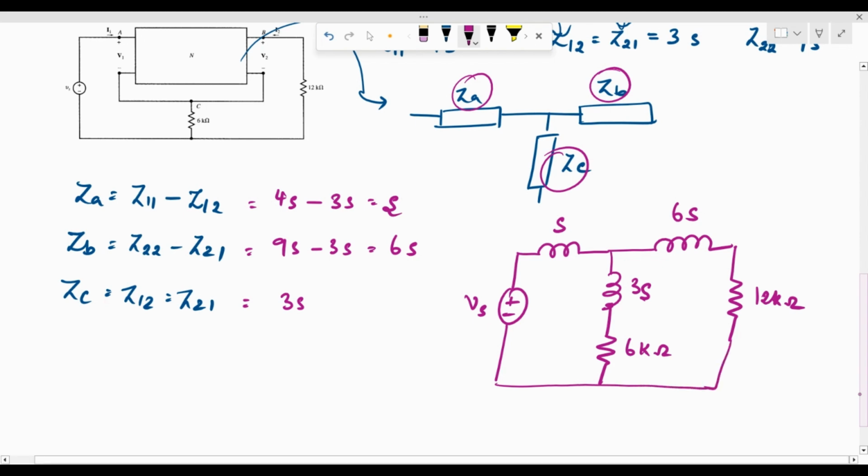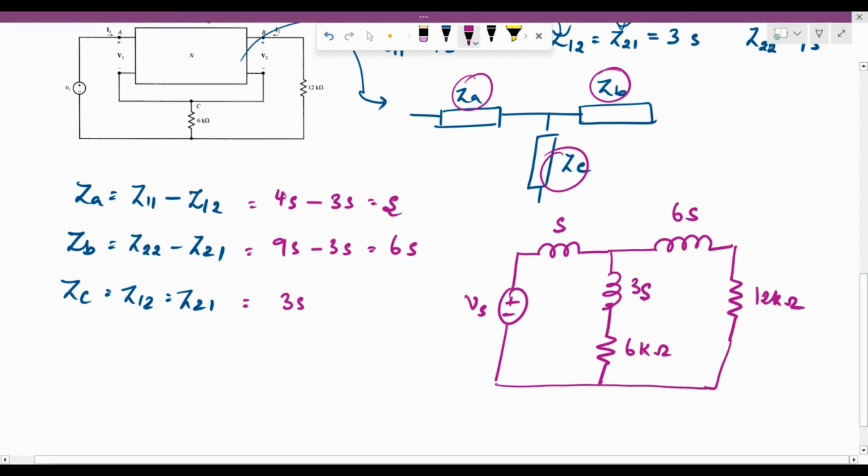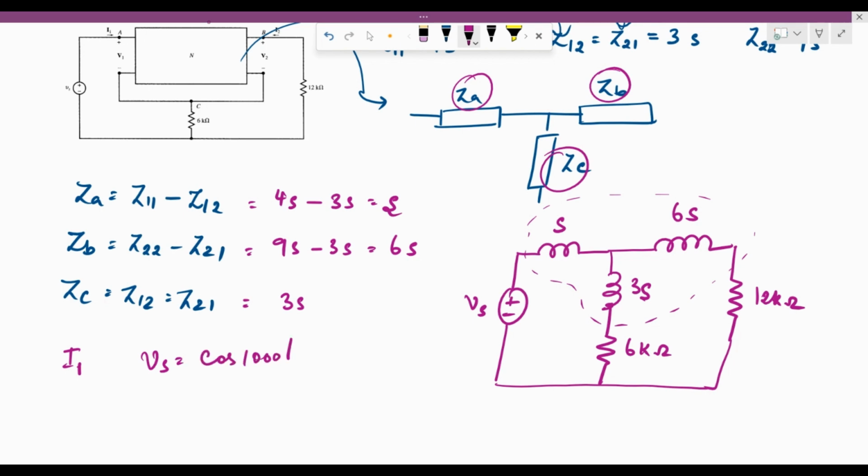So now we have replaced the network N with its T equivalent. The next part of this question is that we have to compute the value of I1 given Vs is equal to cos 1000t. In order to do that, we can just find I as Vs by Z, the total overall Z.